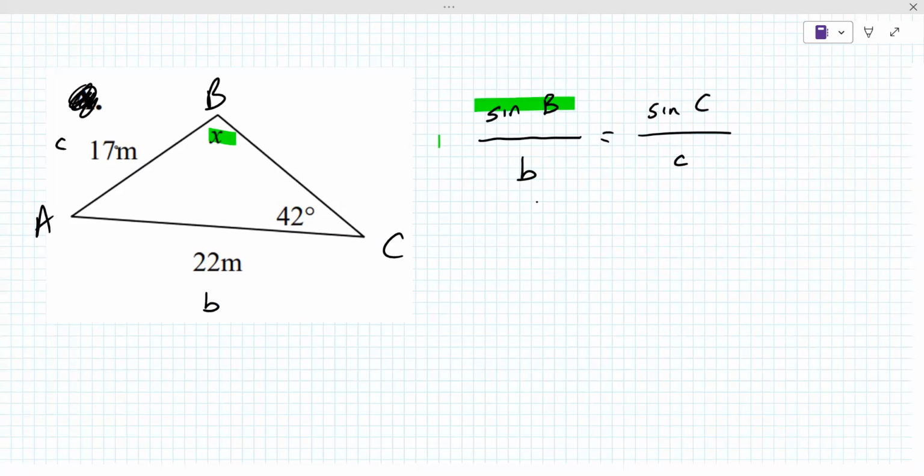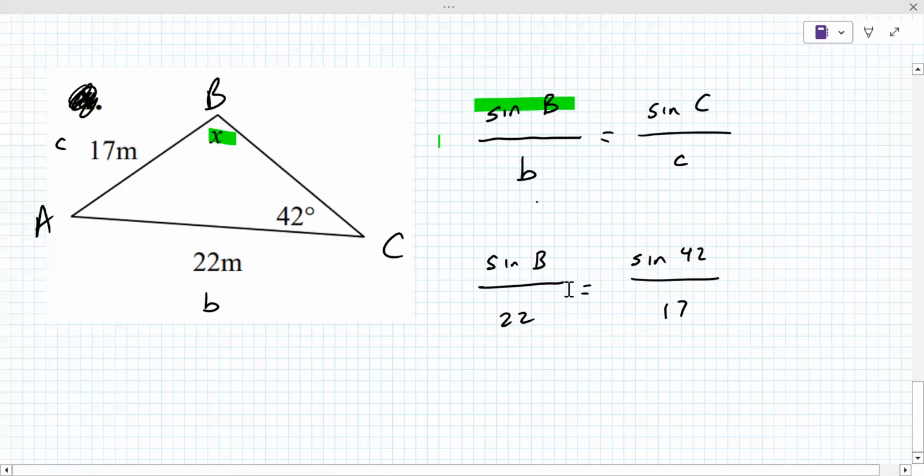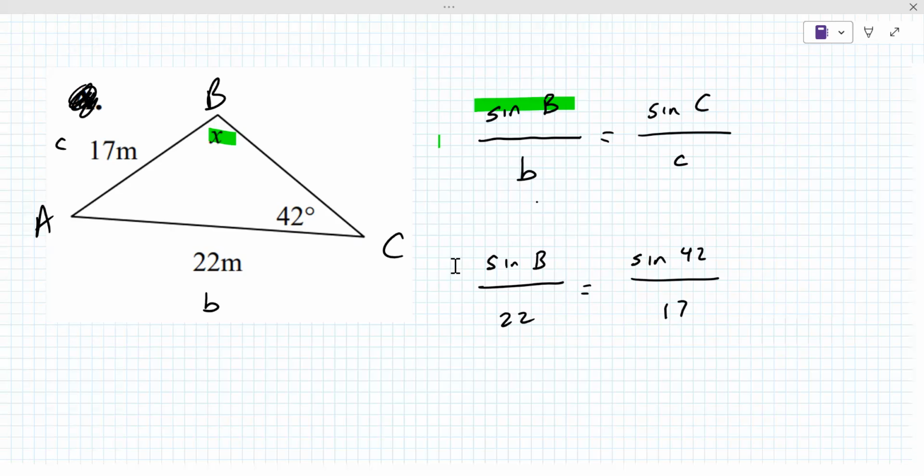And we have 3 of the 4. This is what we want. So little b is 22. Sine C is 42 over 17. Our goal is to solve for sine B. Basically, we have to get sine B by itself and then undo sine with inverse sine or arc sine. Is that clear?